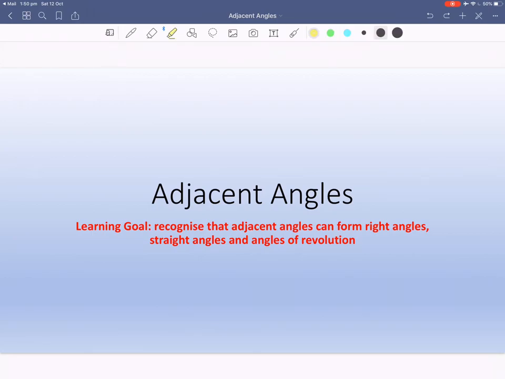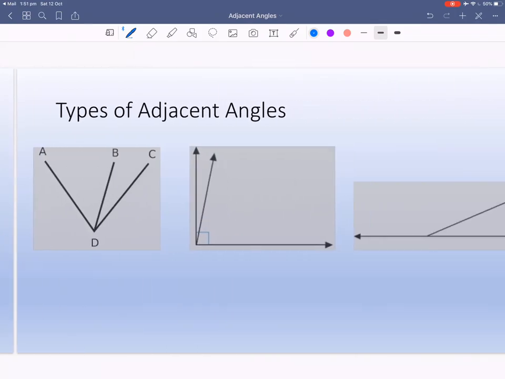And the learning goal will go a little bit further. It says recognize adjacent angles that can form right angles. They're very important. Straight lines and angles of revolution. So we're going to look at all that. Revolution will also be angles at a point, so just be aware of that. What I need you to do is copy down the title, copy down the learning goal. If you need to pause it, pause it. Make sure the date is in your book, and off we go.